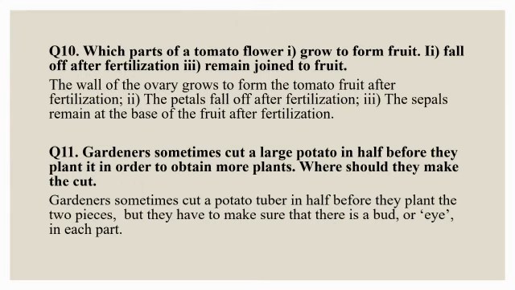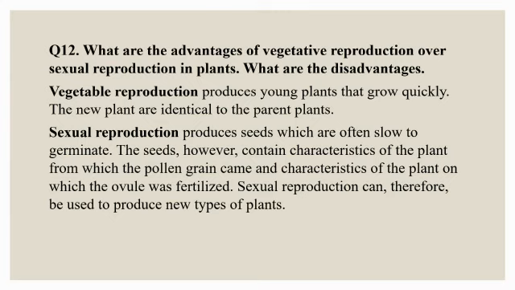What are the advantages of vegetative reproduction over sexual reproduction in plants? What are the disadvantages? Vegetative reproduction produces young plants that grow quickly. The new plants are identical to the parent plant, while sexual reproduction produces seeds which are often slow to germinate.